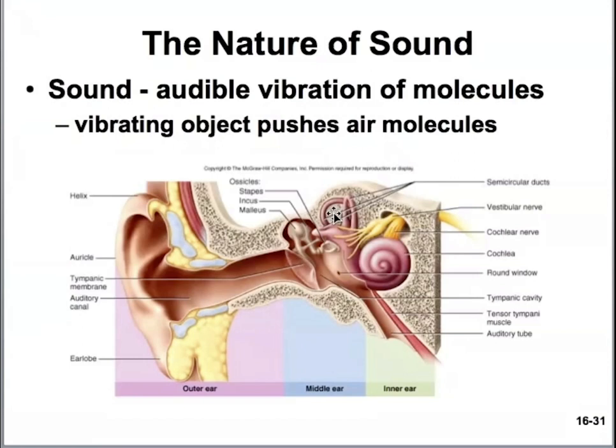Also in the middle ear, we find the eustachian tube. It is connected to the middle ear with a passageway that leads downward into the pharynx, the back of the mouth and throat. The main role is to equalize the air pressure on both sides of the eardrum, to allow for sound vibrations and transmission.